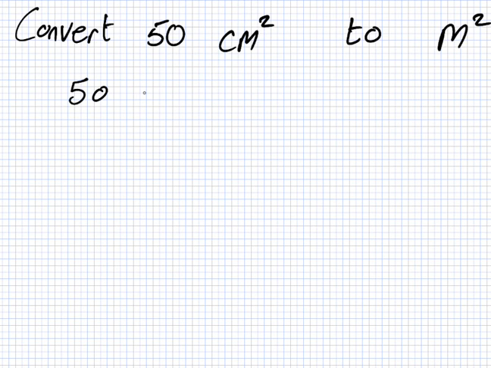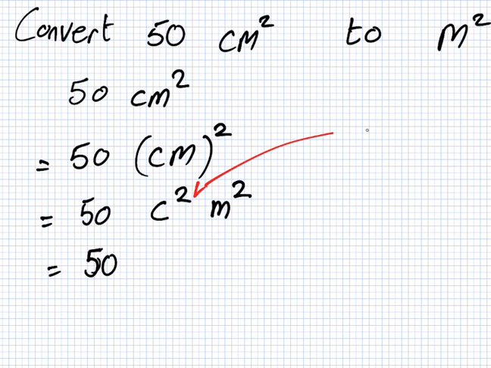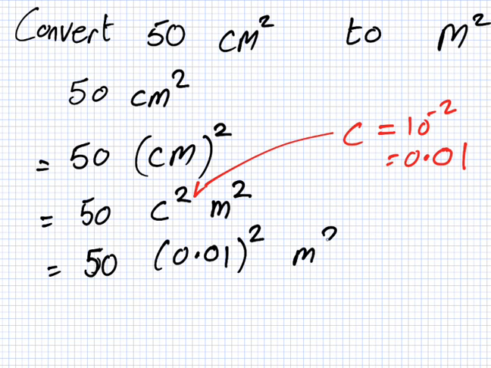So, 50 centimeters squared really equals 50 (centimeter) squared, which equals 50 centi squared and meter squared. How big is this centi? What did we say centi was? 10 to the minus 2, which is 0.01. Okay? So this would be 50 times 0.01 squared, meter squared.